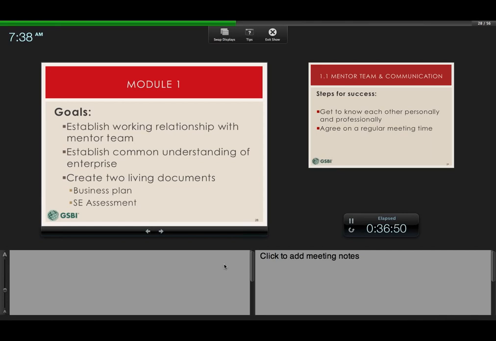The first is establishing a working relationship with your mentor. So that involves getting on the phone. We'll talk more about that. But we want to have a good relationship that you're going to be working together over the next 10 months.